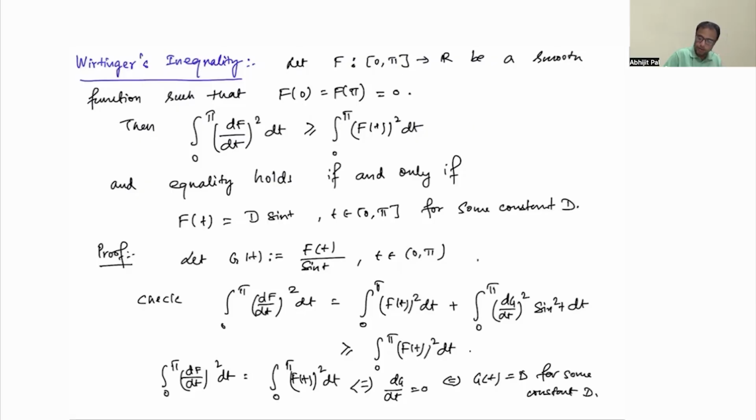Okay, all right. So we have proved this Wirtinger's inequality. Now, using this, we'll be proving the isoperimetric inequality.